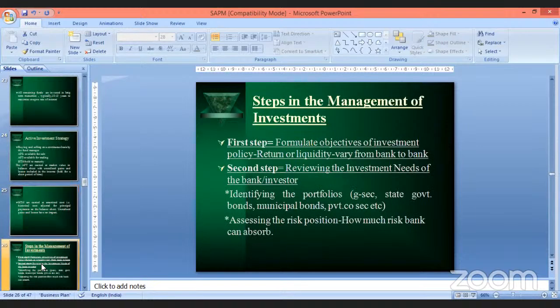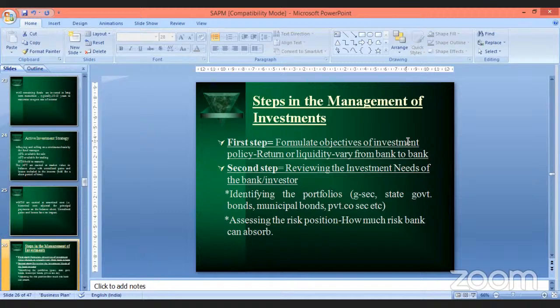Okay. So next, let us discuss the steps in the management of investment. Whenever we are going for investment management, what are the steps we need to follow? Very quickly, let us see. The first step is to formulate the objectives of the investment. On the basis of that, you have to prepare your investment policy. What is the first step? You need to formulate the objective of your investment.